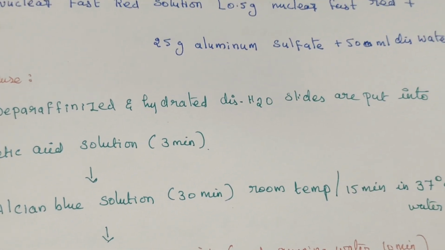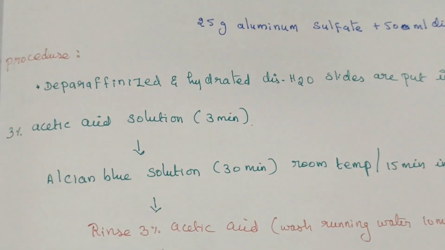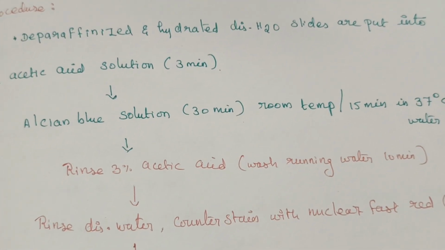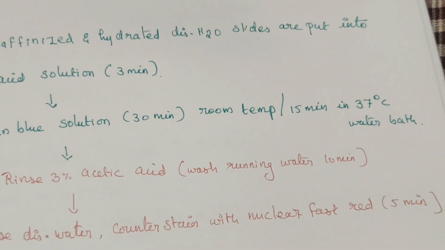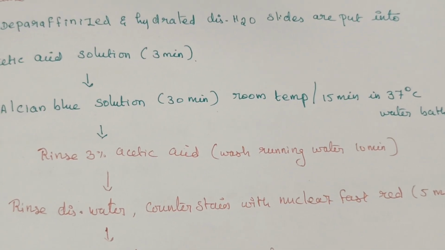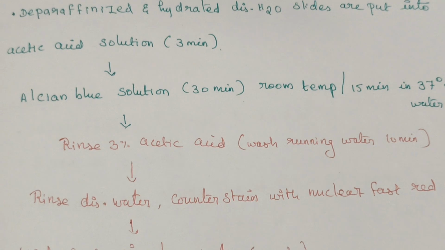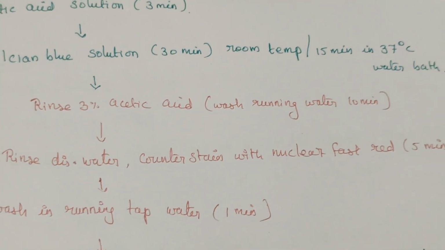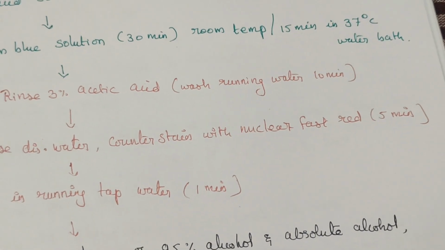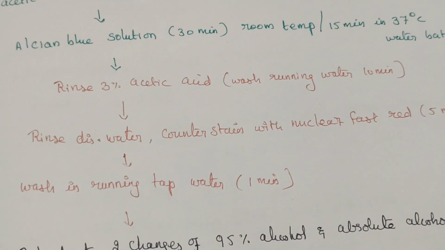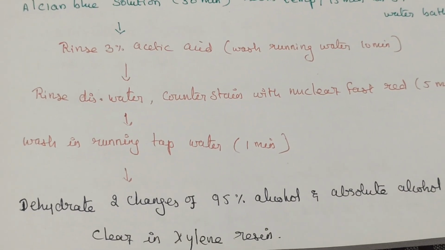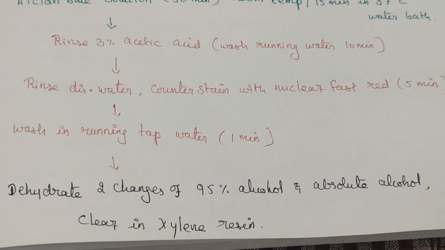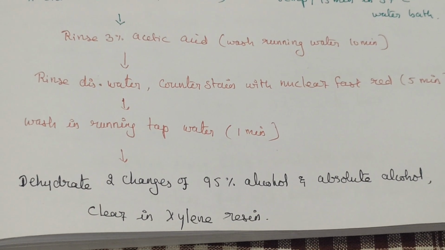Deparaffinize and hydrate the slide to distilled water, then put into 3% acetic acid solution for 3 minutes. After that, add Alcian blue solution for 30 minutes. Then keep 15 minutes in a 37 degrees Celsius water bath. Then rinse in 3% acetic acid. Then counterstain with nuclear fast red for 5 minutes. Then wash in running tap water. Then dehydrate in 2 changes of 95% alcohol. Then clear in xylene and mount in resin.